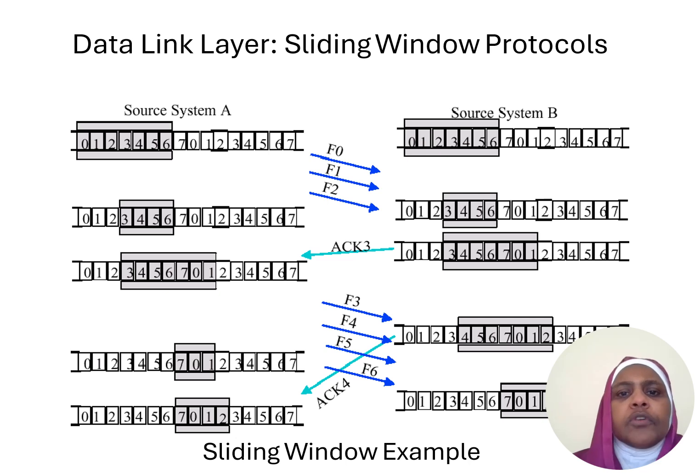This is an example for both sender and receiver. As you can see, the window slides as the frames are sent. It shrinks as frames are sent and slides as acknowledgements are received. On the receiver side, the window shrinks as the frames come in. It slides as the acknowledgements are sent.